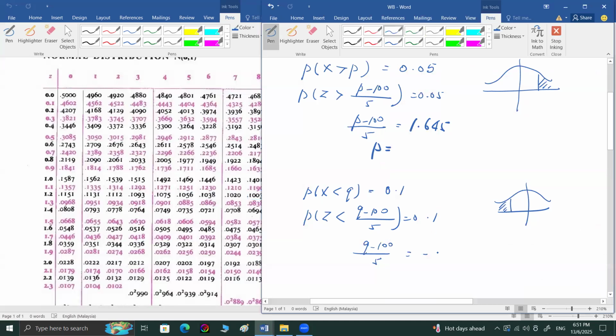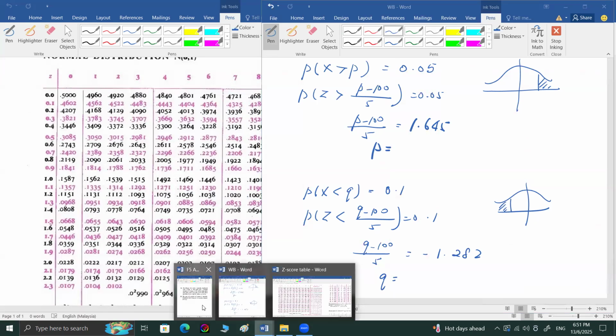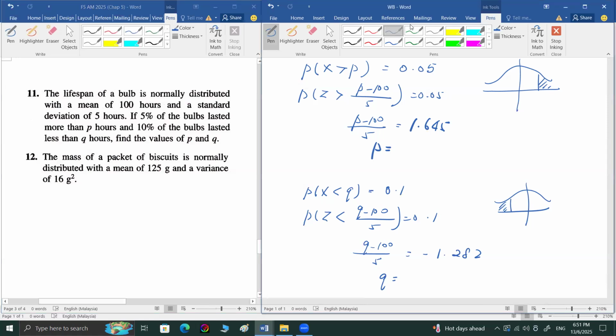So you get 1.282 or 1.281. And then from here you can get Q. Okay, can follow? So far, okay. So check your P. 108 point.